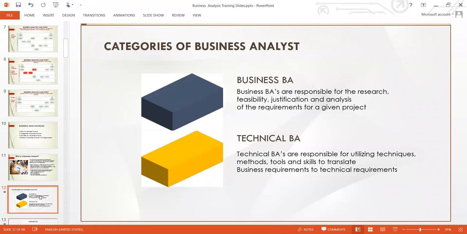Now, technical BAs are responsible for utilizing techniques, methods, tools, and skills to translate business requirements to technical requirements. I told you guys earlier that the developers don't understand all these business requirements. You have to translate it into technical requirements for them to understand it. So it's now the duty of the technical business analyst to start translating these business requirements into technical requirements.